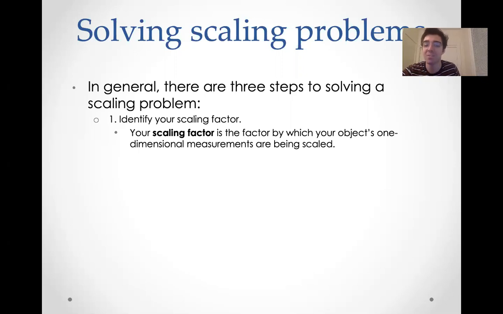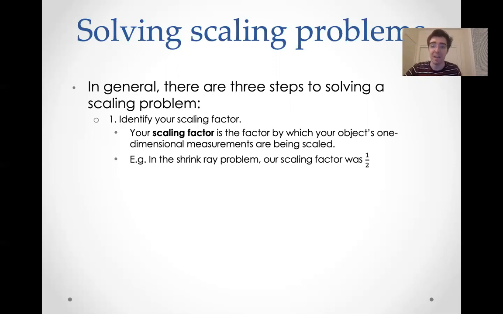Scaling factor is the factor by which your object's one-dimensional measurements are being scaled. So for example, in our shrink ray problem, our scaling factor was 1/2. What that meant was that anything on Alice that is a one-dimensional property of Alice, her height, from the top of her head to the bottom of her feet, just a straight line, and say her wrist circumference, it's just a single one-dimensional line that is traced around her wrist, those get shrunk by a factor of 1/2. Okay, so your first task is to find what is your scaling factor.